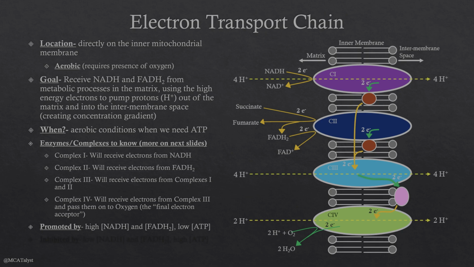Of course, it's going to be promoted by high amounts of electron carriers and low amounts of ATP, and it's going to be inhibited by low amounts of electron carriers and high amounts of ATP. Basically, if we have a whole bunch of ATP, we don't need to run it anymore. If we don't have a lot of ATP, we'll kick this in to high gear.